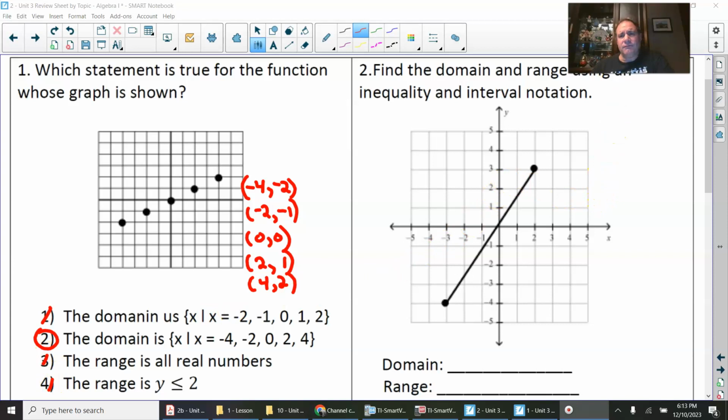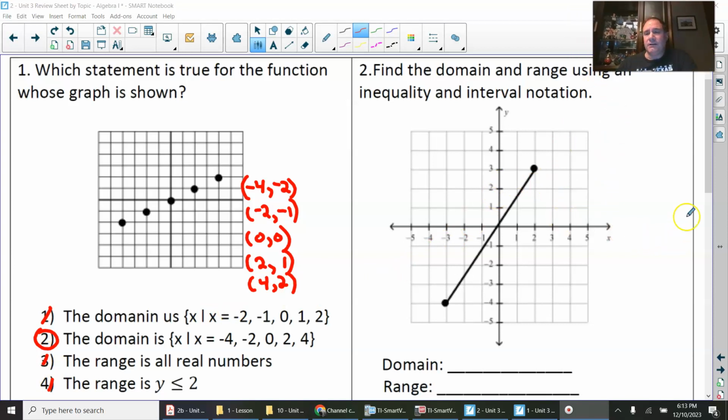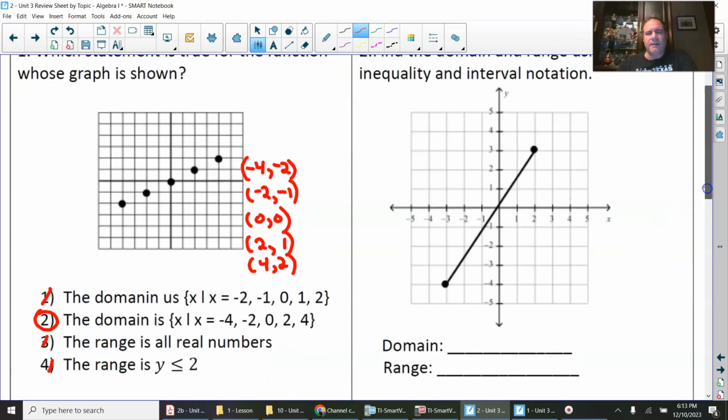Find the domain and range using the inequality and interval notation. So let's talk about the inequality first. Remember that as soon as you see two numbers that are circled, that means it is a compound inequality. I'm going to put the x in the middle. Go to the -3 on the left side. This is -3, and this is 2 on the right side. They are both closed circles, so we're just going to put x is greater than or equal to -3, and x is less than or equal to 2. And that's basically it. That's domain.